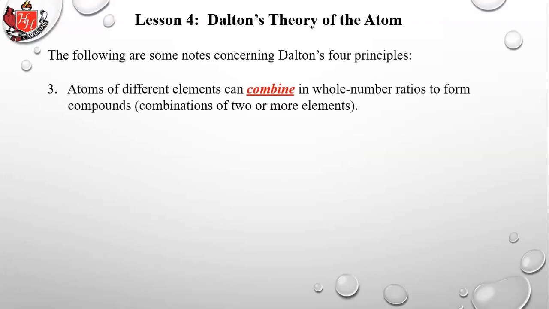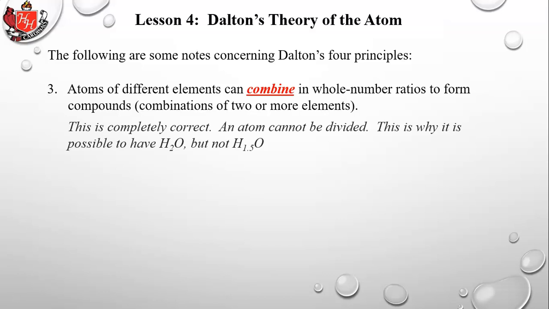Number 3, atoms of different elements can combine in whole number ratios to form compounds, combinations of 2 or more elements. That law is completely correct. An atom cannot be divided to form a chemical compound. This is why it's possible to have H2O, but not H1.5O. In other words, you have to have either 1 hydrogen or 2 hydrogens or 3 hydrogens. You have to have either 1 oxygen or 2 oxygens or 3 oxygens. You can't have half of an atom forming a chemical bond. So Dalton was correct on that.